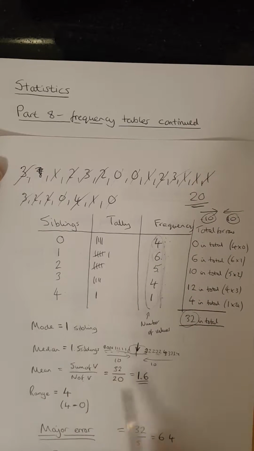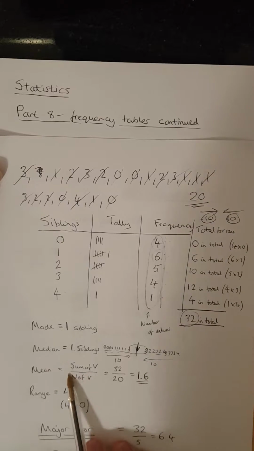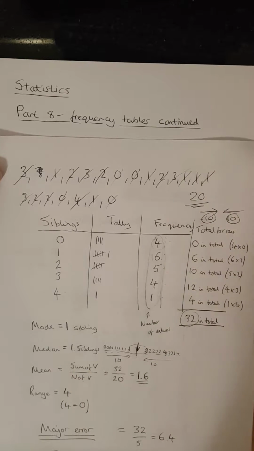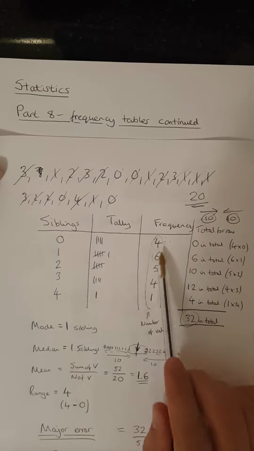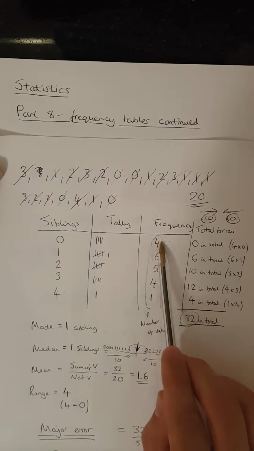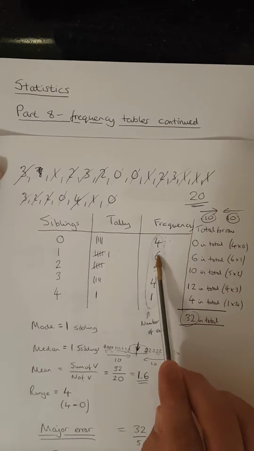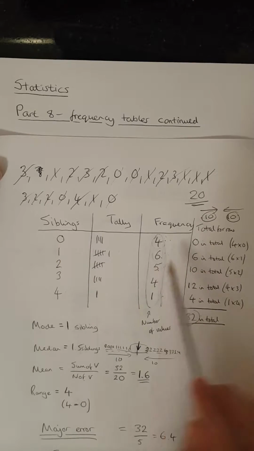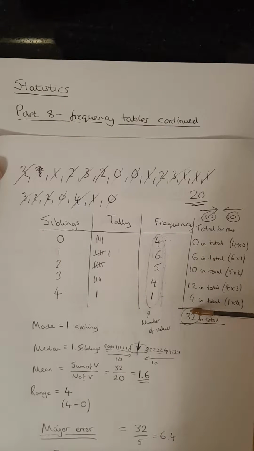And then the mean, and this is the key one, was the sum of the values divided by the number of values. So we worked out the total for each row. These 4 had no siblings, these 6 had 6 siblings. Then we totaled that up. When we divide that by the total number of values, we get our mean.